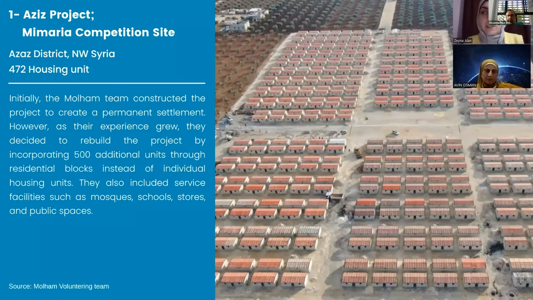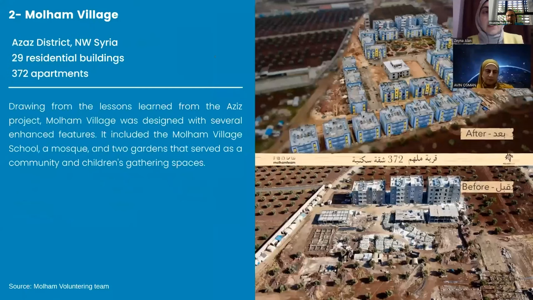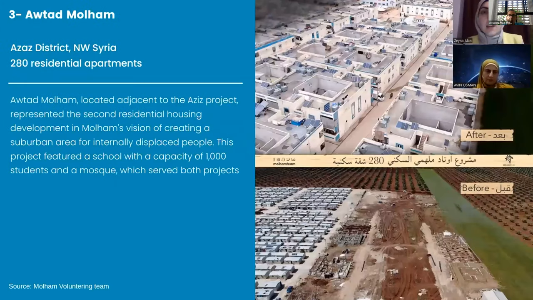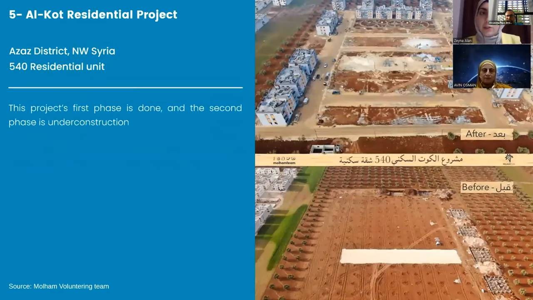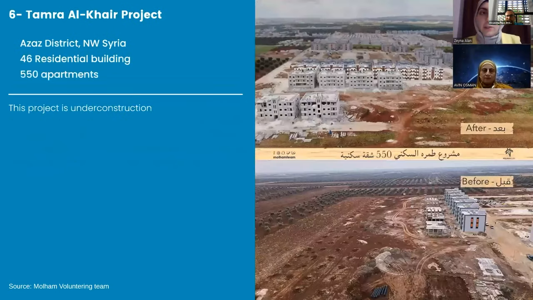This is their other project, Mulham Village. It has more services than the first project: a mosque, a school, and two gardens. Another project is built next to the first project in Azaz, and it has a school that serves both projects. Astawafia is also built next to the other projects, benefiting from their services. Today, they have a lot of projects under construction, like Al-Qod, Tamrat Al-Khair, and Bita Al-Rahmah.